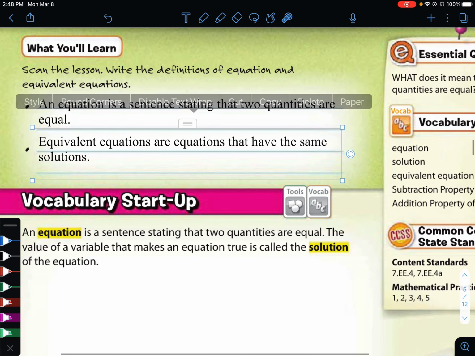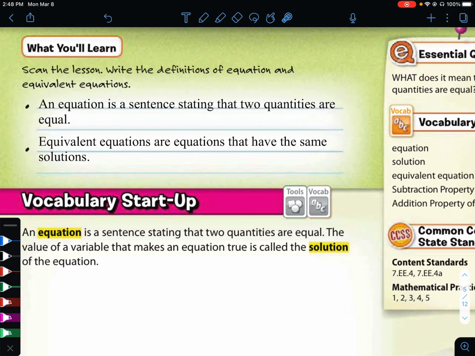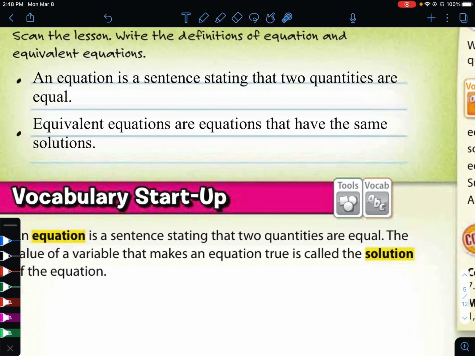And if you look at this one right here, it says scan the lesson, and the definitions of equations and equivalent equations. An equation is a sentence stating that two quantities are equal. So when you talk about an equation, every single time you will see an equal sign. Equivalent equations are equations that have the same solution. So if they have the same solution, those are what we call equivalent equations.